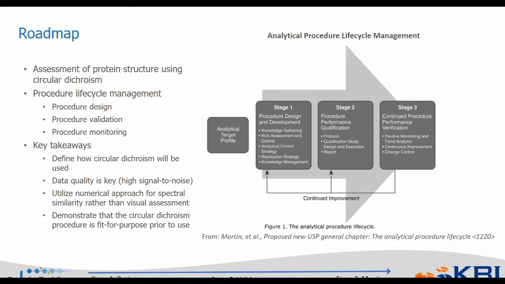Stage 1 is called procedure design and development, where we learn about the method and we define the requirements for the method. Stage 2, procedure performance qualification, which I think most of us are more familiar with thinking of as method validation. This is essentially the final exam for the method where we demonstrate that it's suitable for its purpose. And then finally, stage 3, called continued procedure performance verification or method monitoring. I'll be discussing how we can take the circular dichroism procedure through each of these stages, beginning with setting an analytical target profile.